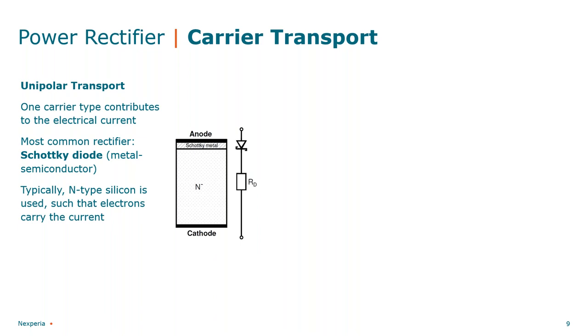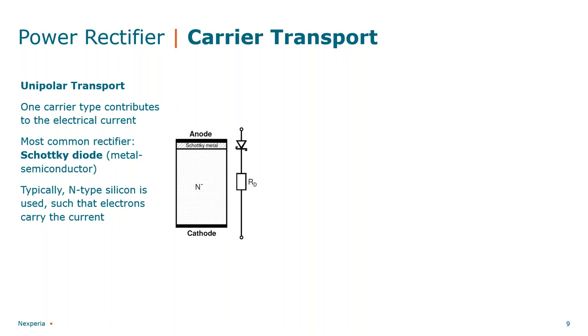Typically, we use low-doped N-type silicon and put a Schottky metal on top, such that we allow electrons to carry the current and ultimately just determine the behavior of those kinds of devices, those kinds of Schottky diodes.